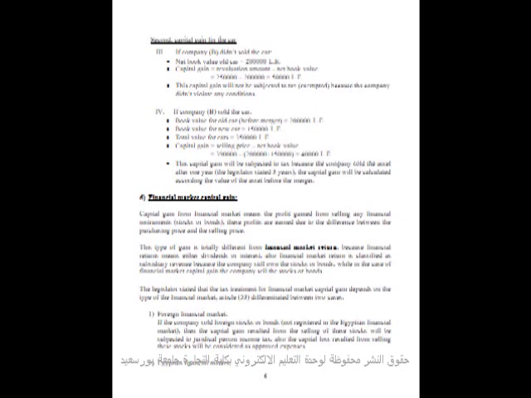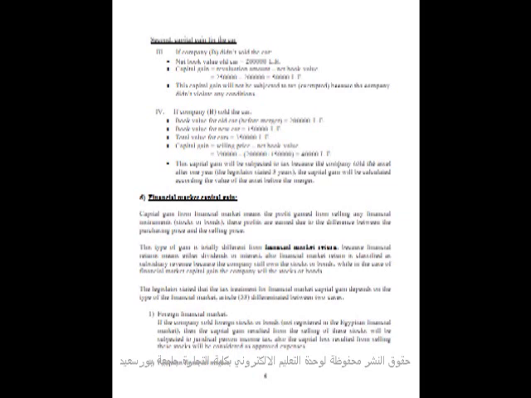What if the company sold the car? I have to go back to the value before the merger. The company car, the old value was 200,000. The book value for the new car, 150. So the total value of the cars, 350. The capital gain is equal to the selling price, 390, minus the net book value, 350, so the capital gain is 40. The capital gain will be subject to tax. Why is it subject to tax? Because the company sold the asset after 1 year.